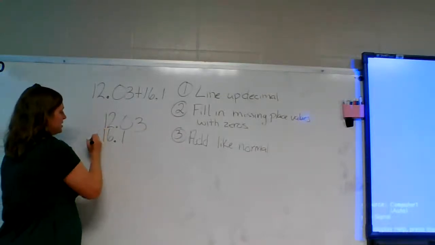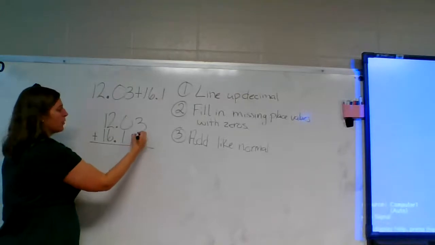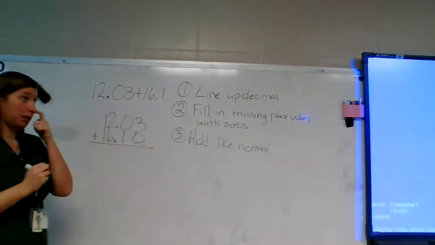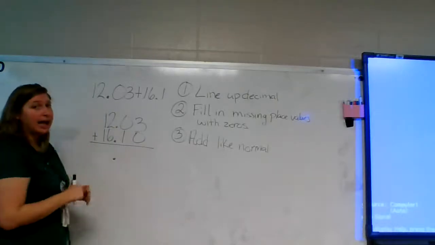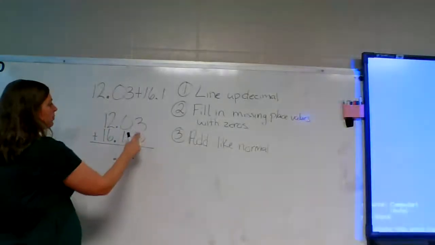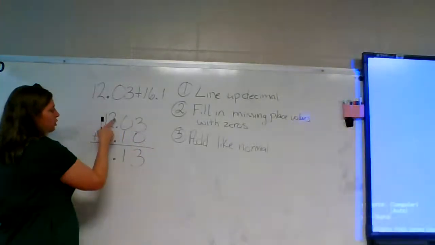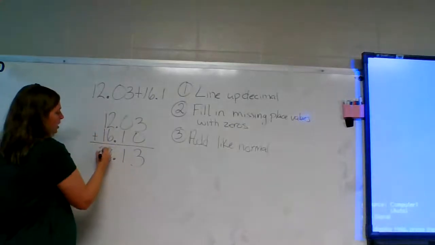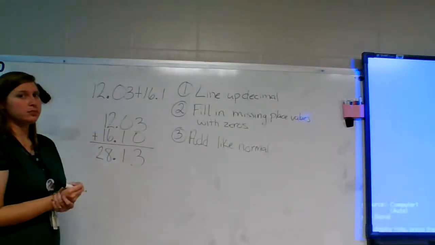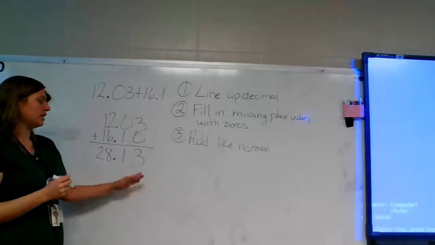I'm going to say this is an addition problem. And I have a missing spot, so I'm going to add my 0, drop my decimal into my answer, and add like normal. 3 plus 0 is 3. 0 plus 1 is 1. 2 plus 6 is 8. 1 plus 1 is 2. So your total is 28 13/100.